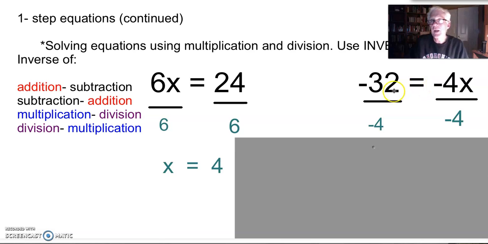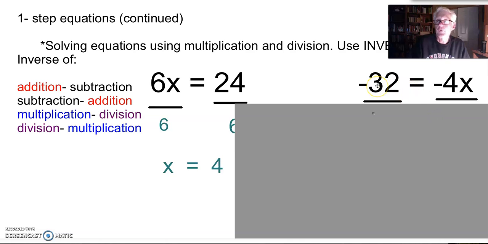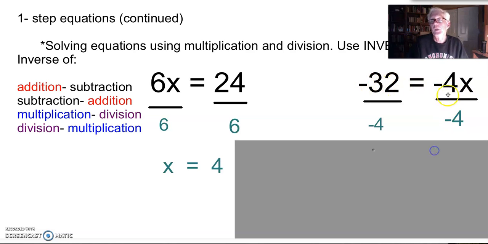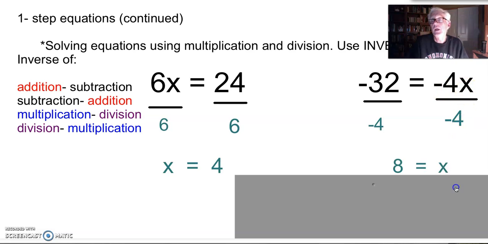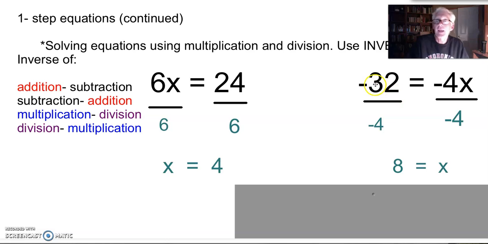This example here, even though the x is on this side, it'll work. Negative 4x equals negative 32. To find out the value of x, we divide both sides. Not by the 32, we divide them by negative 4. Negative 4x divided by negative 4 will be x. Negative 32 divided by negative 4 is 8.